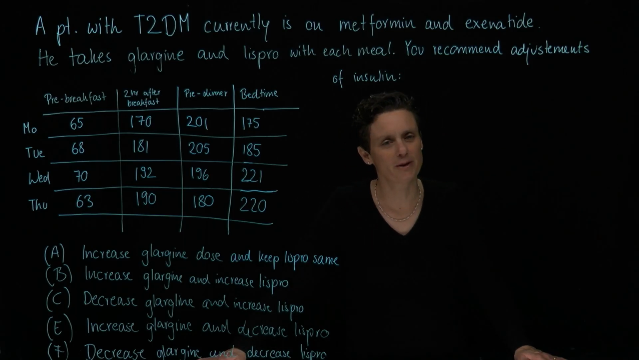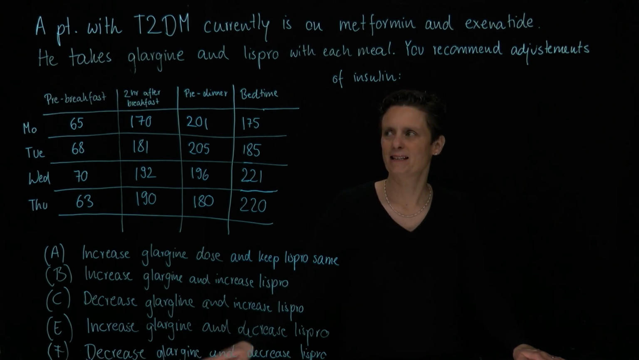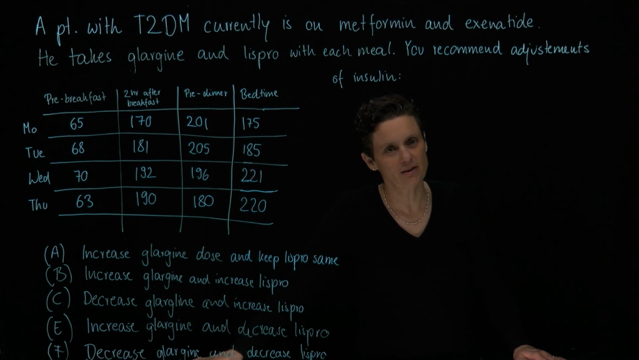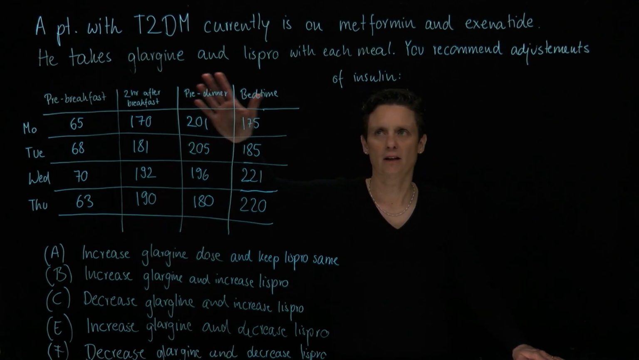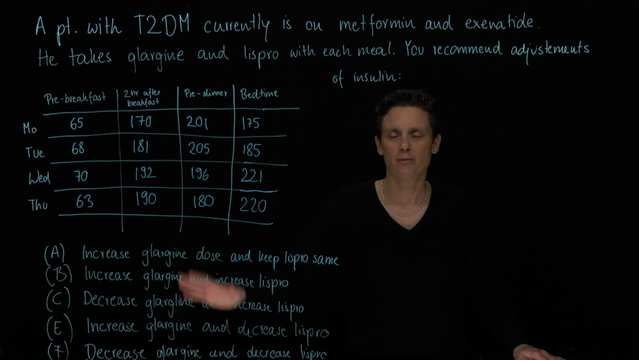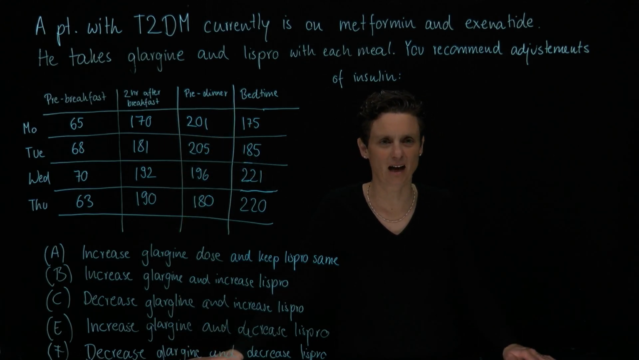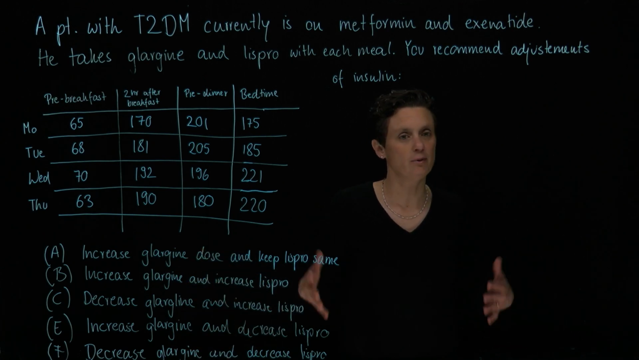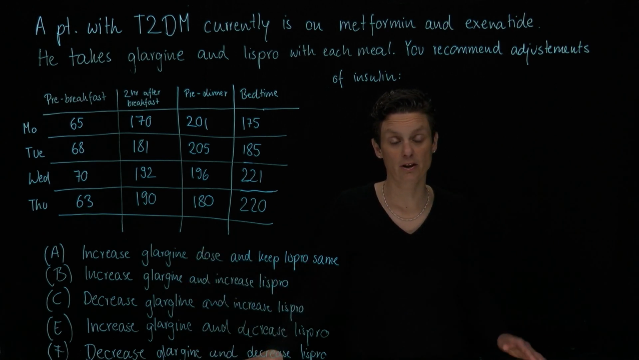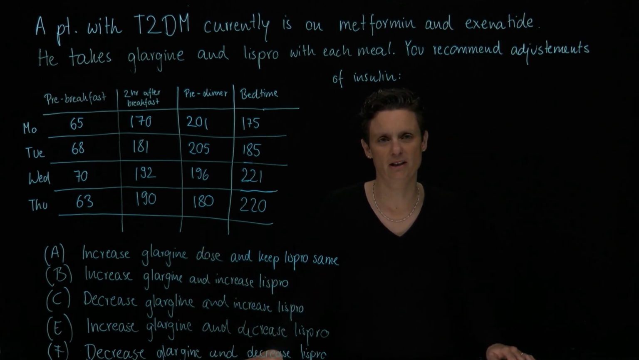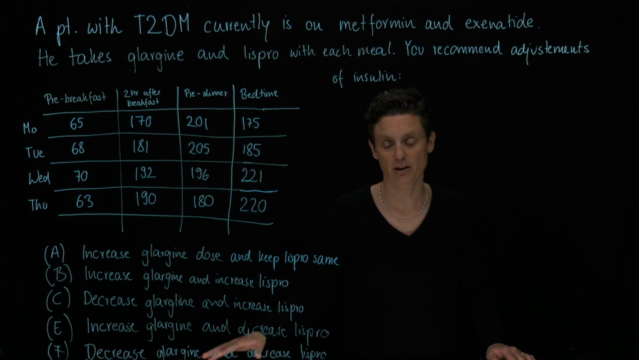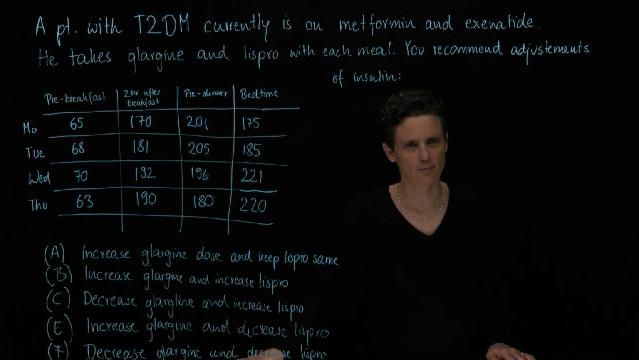Today we have a patient with type 2 diabetes who is on metformin and exenatide. The patient is also on an insulin regimen of glargine and lispro. We are given some measurements throughout a couple of days, at different times during the day, and we are asked to adjust the insulin dose. So how would you change this insulin regimen based on these measurements? Here you're given some options.